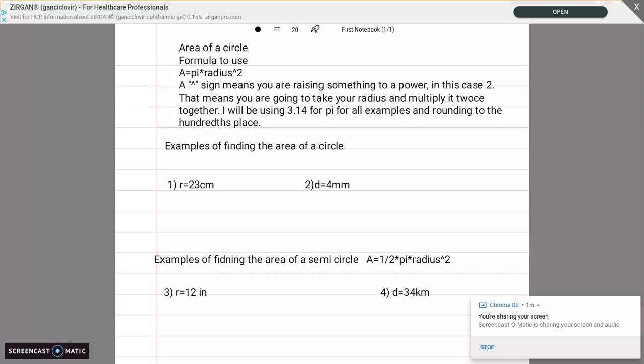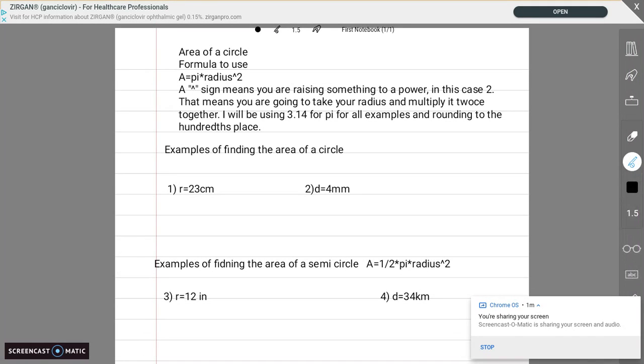That means we are going to have to multiply the radius together twice. That doesn't mean the radius times 2. That means the radius times the radius. I'm also going to be using 3.14 for all of these examples, and I'm also going to be rounding to the hundredths place. So let me get my pen and we'll get ready to go.